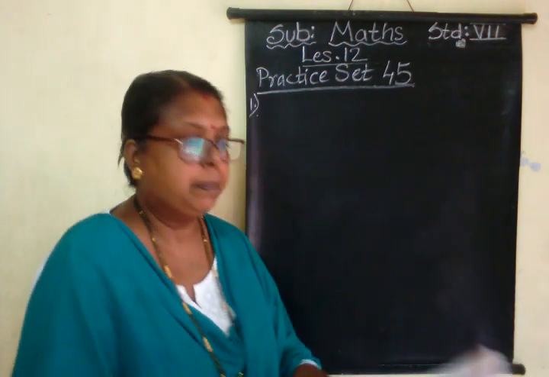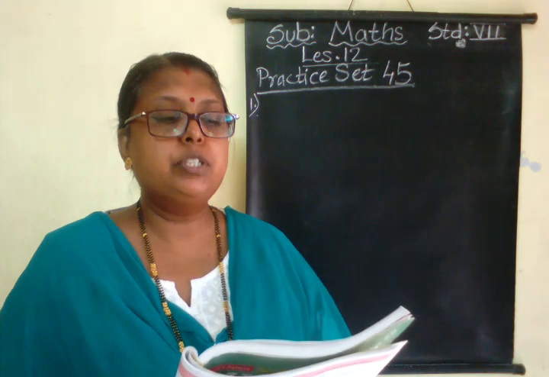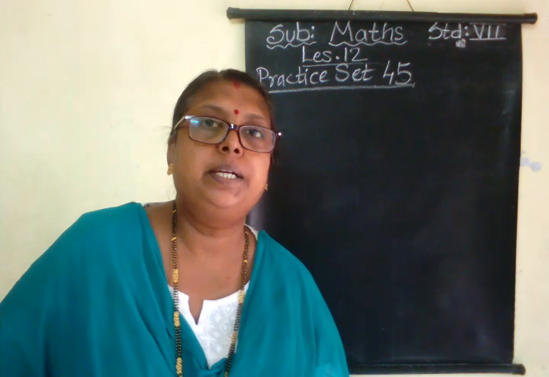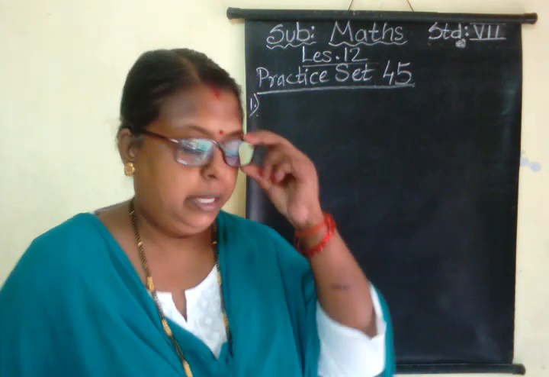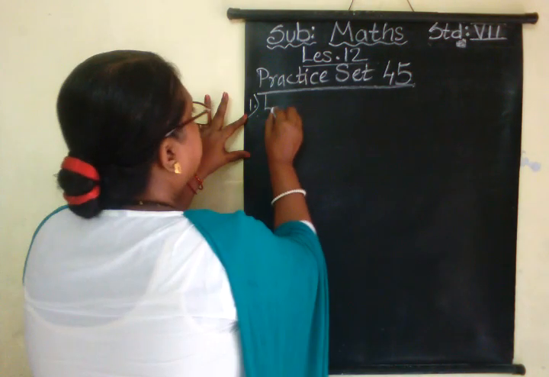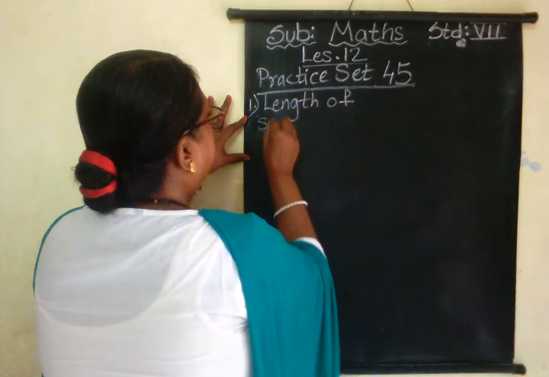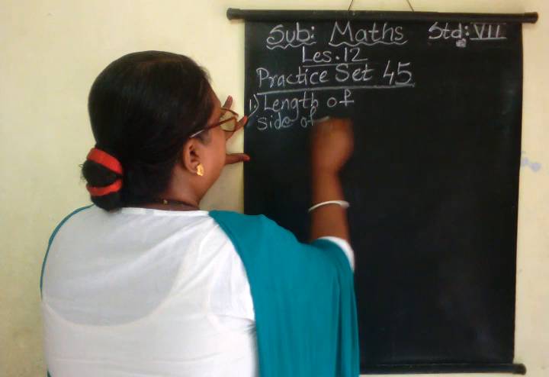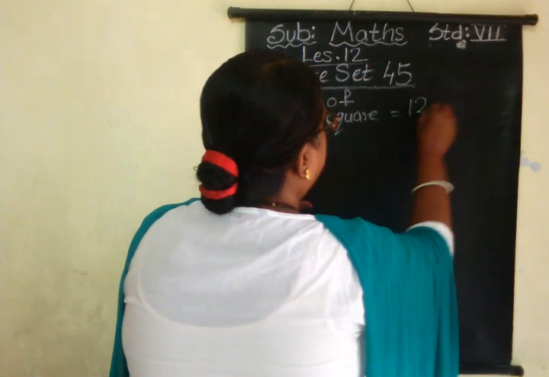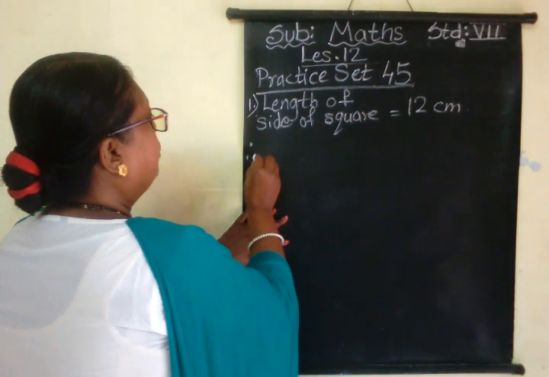The first question of practice set 45 I will read. See in the book, all of you. If the side of a square is 12 centimeter, find its area. The length of the side is given and it is a square. So we have to find the area. So first we will write, length of side of square is equal to 12 centimeter. Now we will write the formula.